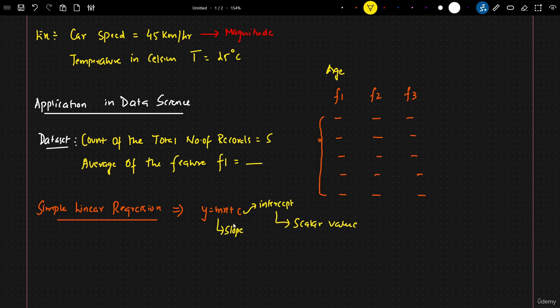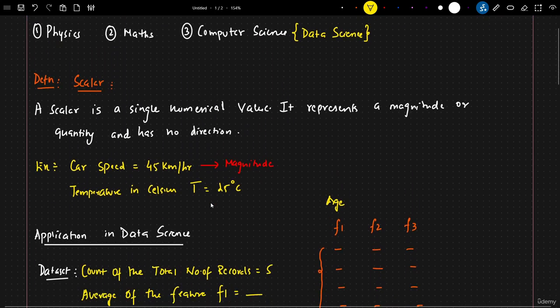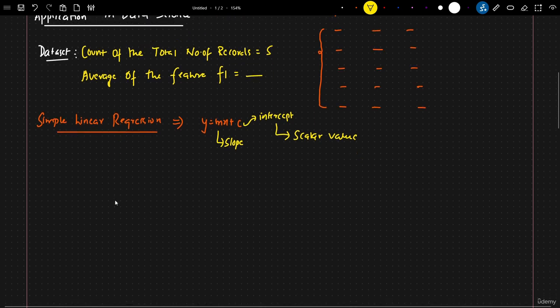We will talk more about this, because this kind of data points of x is basically a vector data point. We'll discuss what exactly a vector data point is. But if you just think of a scalar, here we are just talking about a single numerical value. It just has magnitude. It does not have any direction. Okay. So this was the entire definition of scalar and some of the applications that we have specifically used related to data science, and we have discussed that.